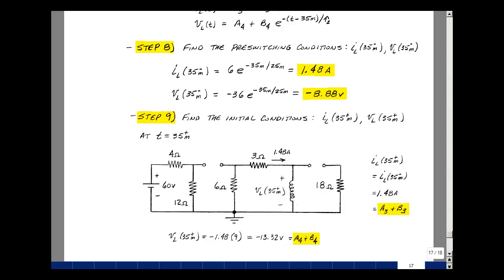For the voltage, I've got this current flowing through these two elements. It's going to create a drop in this direction of 9 ohms times 1.48 amps. That's going to be, with respect to this polarity, a minus, in this case, 13.32. Again, it's going to be equal to some A4 plus B4 e to the minus 0 over tau 2, or just A4 plus B4.